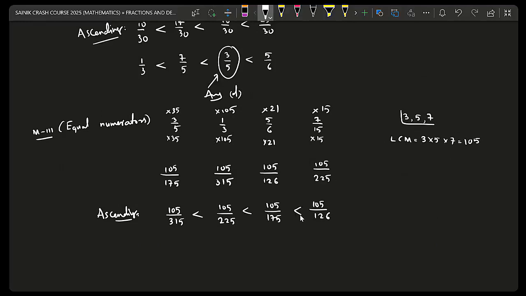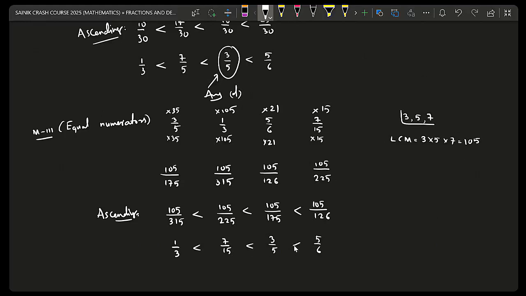Okay. 105 by 315 came from which fraction? Sir, 1 by 3. And 105 by 225 came from? Sir, 7 by 15. 105 by 175 came from? Sir, 3 by 5. And 105 by 126 came from? 5 by 6. Okay, this is the ascending order.